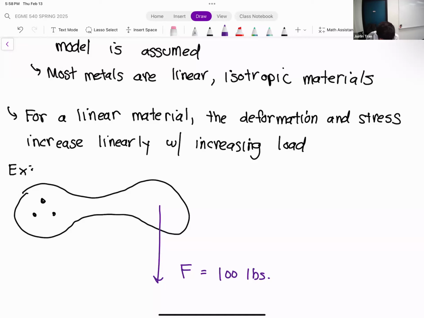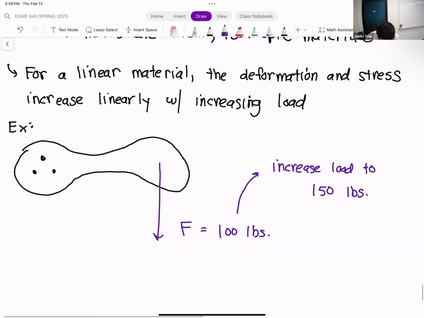Doing so produces a certain amount of deformation and stress in the part. If we increase the magnitude of this force by 50%, so let's say we increase it to 150 pounds, and this is the only load being applied on the model, what should you expect? For a linearly elastic material that's isotropic, you should expect the deformations and the stresses to also increase by about 50%.